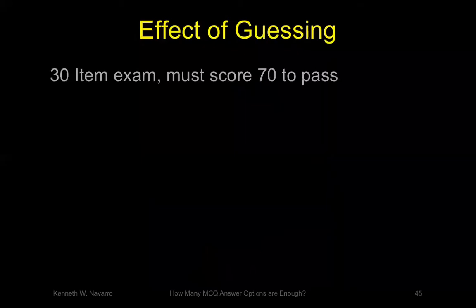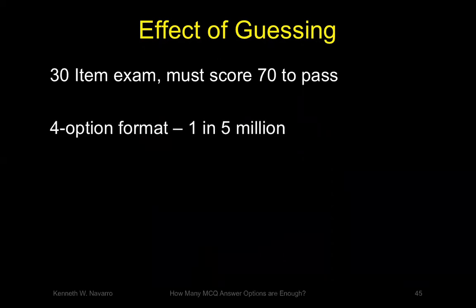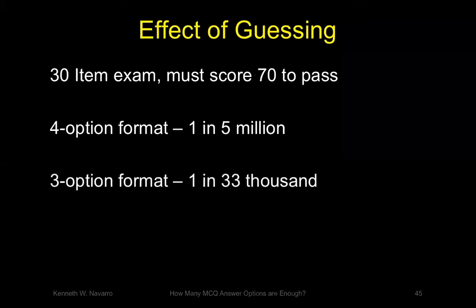So what if we took a 30-question exam, a 30-item exam, and we determined that the student has to have a score of 70 to be able to pass? If you're using a 4-option format, then the chances that the student is going to answer 21 of those questions correct is 1 in 5 million if they're guessing at each individual item. If you bring that down to a 3-option format, then the chances of successfully guessing your way to a passing score is 1 in 33,000.